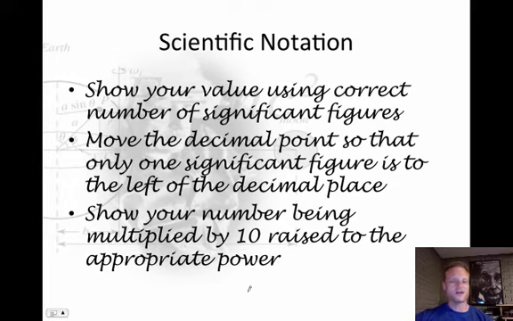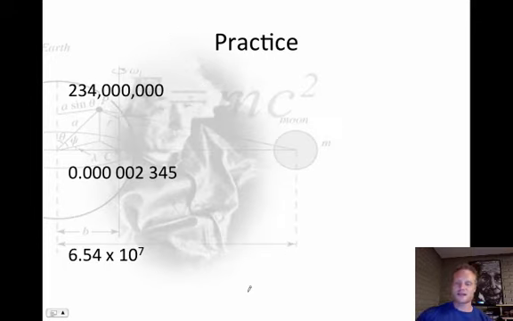Okay, so it's going to be either like 3, 6, for some number, basically other than 0, that would be to the left of the decimal point. And show your number being multiplied by 10 raised to the appropriate power. Okay, so we'll do some practice problems to hopefully help this sink in if you've forgotten what scientific notation is, or maybe just never learned it. It's not so bad. Okay, so here are some example problems.